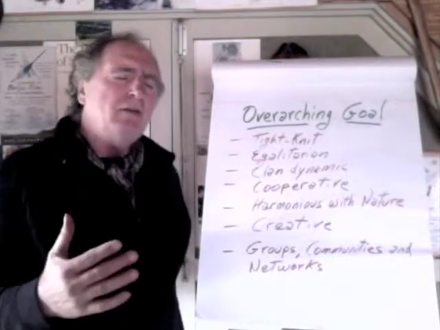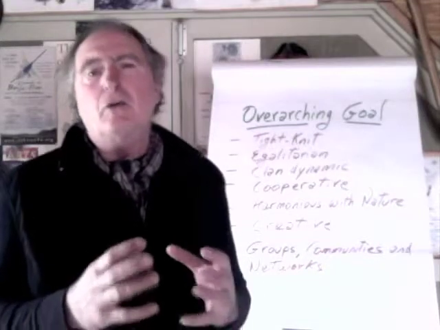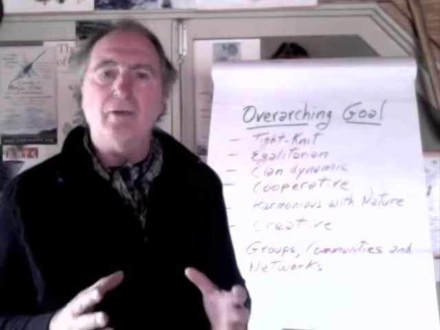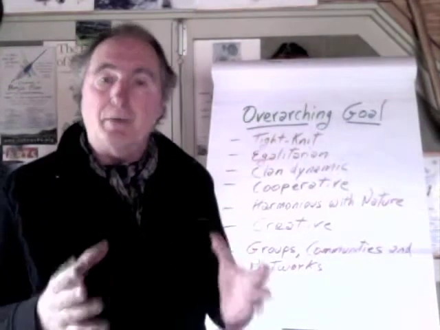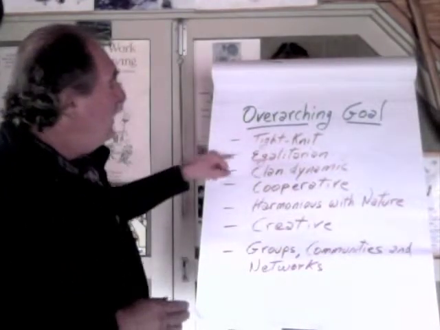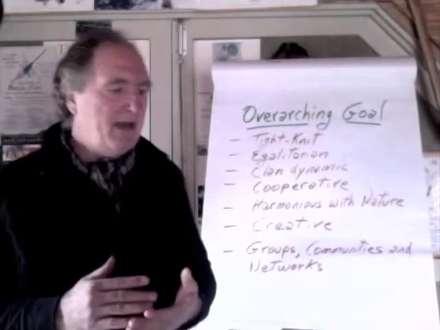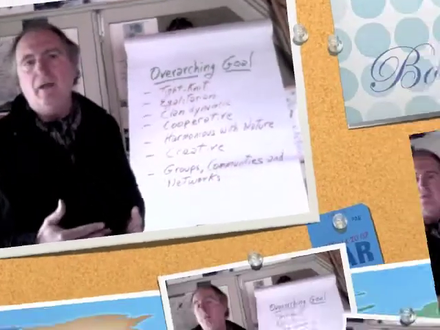One is how to create a tight-knit community or a tight-knit group of people who can work together and achieve their purpose, achieve their goals. So we'll be looking at that. That's one of our goals. Another goal is to create egalitarian communities, to break the pattern of oppression.